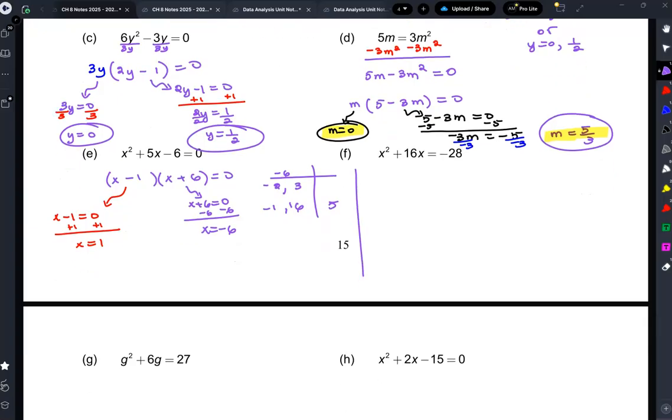Okay, now this one. I need to factor this for sure. But the first thing you always do is bring everything to the same side and set it equal to 0. Okay? So first, I'm going to add 28. So that should be your first step always. Oh, so like the 28 has to be 0? Yes. Okay? So this is going to be x squared plus 16x plus 28 is equal to 0.